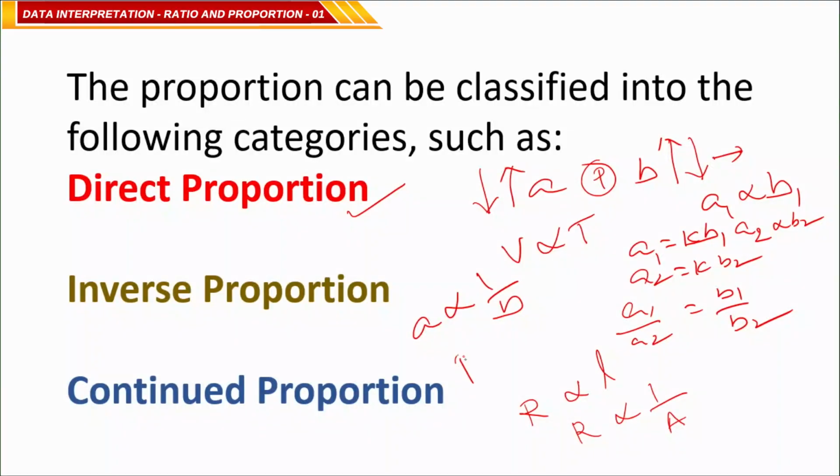Already I said P is proportional to 1 by V. At constant temperature, when the pressure increases, the volume decreases. This is called Boyle's law. Clear? So that is how you can talk about inverse proportion. When P is proportional to 1 by V, then we can say PV is constant, or you can say P1 V1 is equal to P2 V2. That is called inverse proportion.